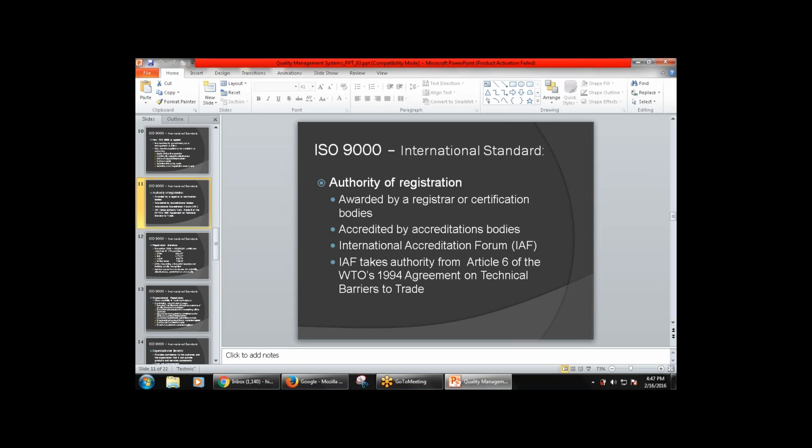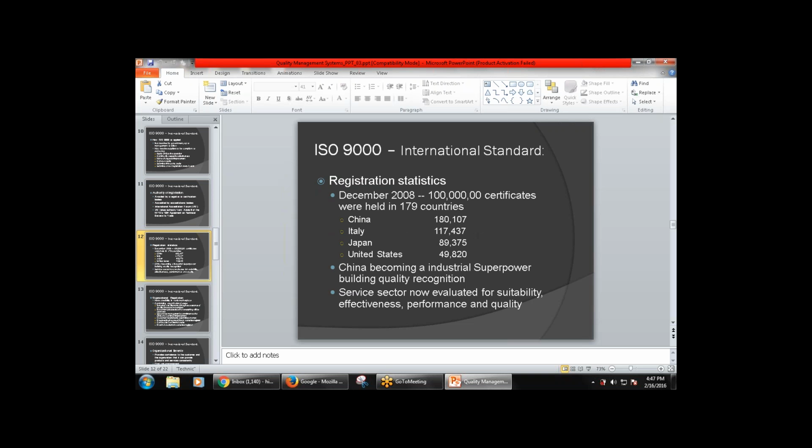Then IAF takes its authority from Article 6 of the WTO, the World Trade Organization agreement on technical barriers to trade. So the technical barrier to trade is given in Article 6 of the WTO 1994.